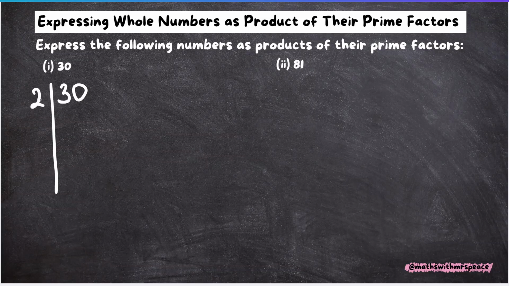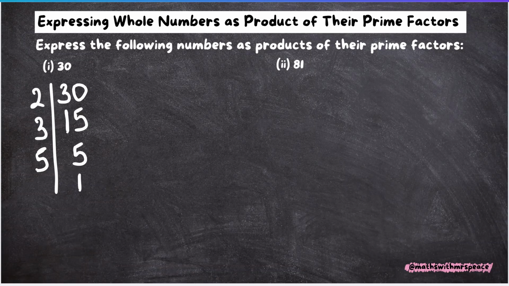30 divided by 2 will give us 15. Now we move to the next prime factor, because 15 is an odd number and cannot be divided by 2. So the next prime factor or prime number we're going to be using will be 3. 15 divided by 3 will give us 5. And then we move on to the next prime factor, which is 5. And 5 divided by 5 will give us 1.